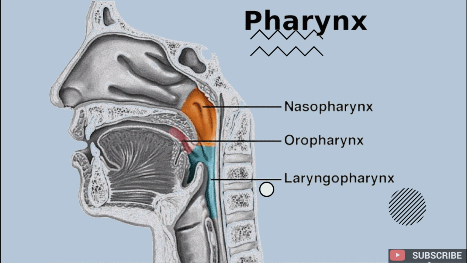Alright, so the first part that we're going to discuss in this video is the pharynx. There's three parts of the pharynx that we're going to break down and go over. There's the nasopharynx, the oropharynx, and the laryngopharynx. So let's get started.